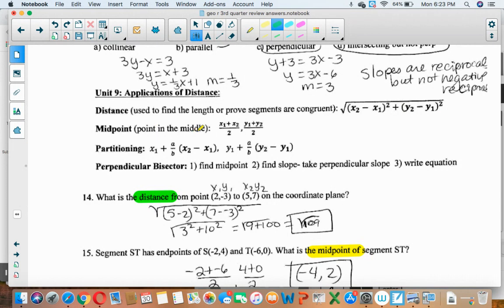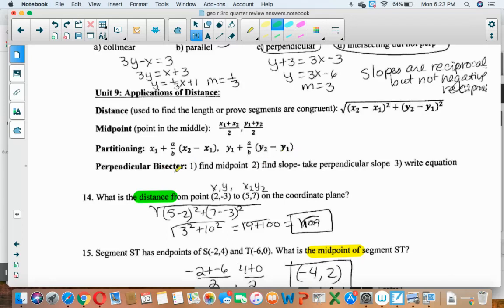Midpoint, that's the point in the middle. And think of your midpoint as your average. You're just adding the x's, dividing by 2, adding the y's, dividing by 2. Partitioning, it might say partition, it might say dividing a segment: x1 plus a over b, parentheses x2 minus x1, and then y1 plus a over b, y2 minus y1.